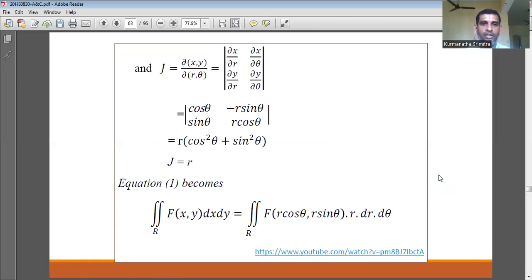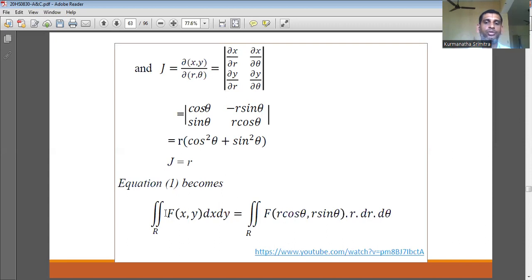To calculate the Jacobian, it is dou of x, y by dou of r, theta. That is the determinant: dou x by dou r, dou x by dou theta, dou y by dou r, dou y by dou theta. Substituting all these values, we get cos theta, minus r sin theta, sin theta, r cos theta. By expanding this determinant, we get the Jacobian as r.